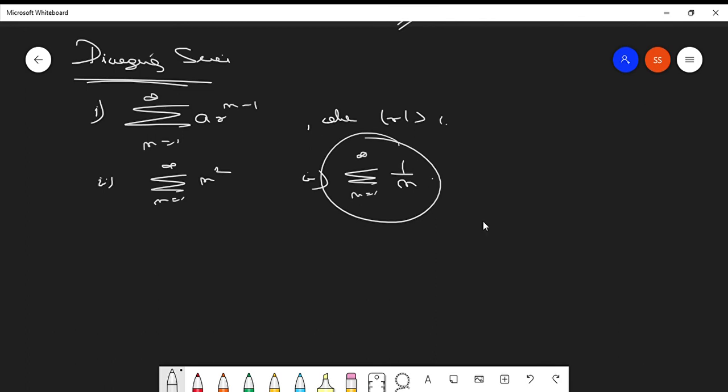See, this you already know why. This series can be written like this: 1 plus 4 plus 9 plus 16 and so on. So carefully notice that every n plus 1th term is greater than the nth term. Plus you are using the natural numbers, and natural numbers are not bounded above.